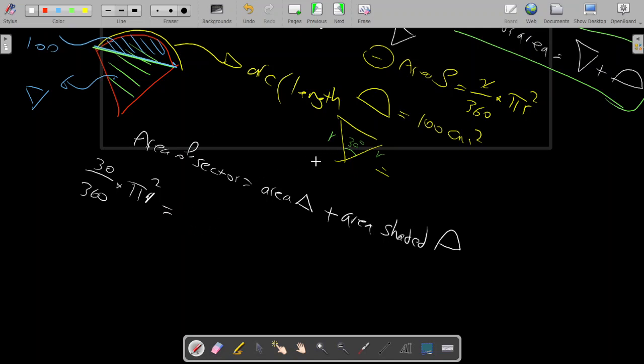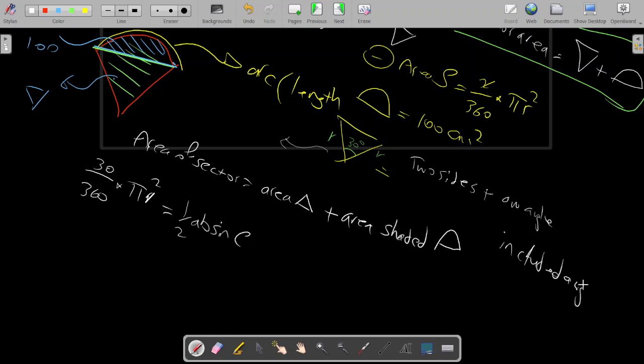What do you know? If you remember, we said that if you have a triangle where you know two sides plus an angle, it means that you can use this rule, if you remember it: half of ab sine C. You remember that? We said that the included angle and the two sides that include the angle can be referred to with this rule.